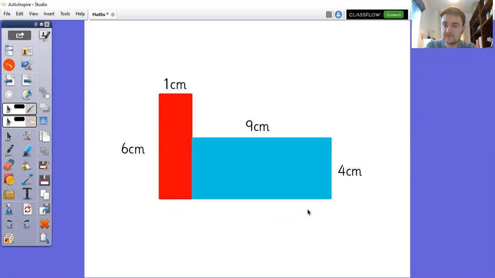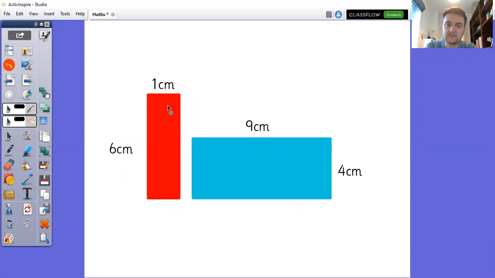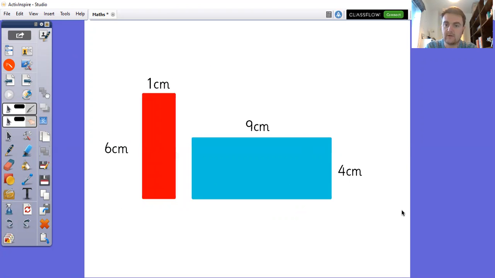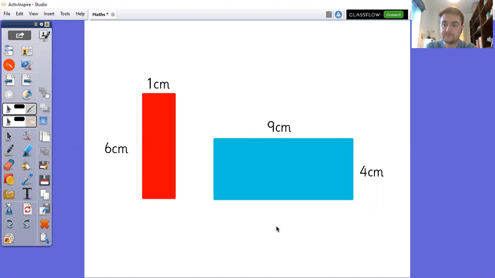Have a go by yourselves. Can you work out the area of the red rectangle and of the blue rectangle and then add them together to work out the area of the compound shape? So pause the video, see if you can work that out.